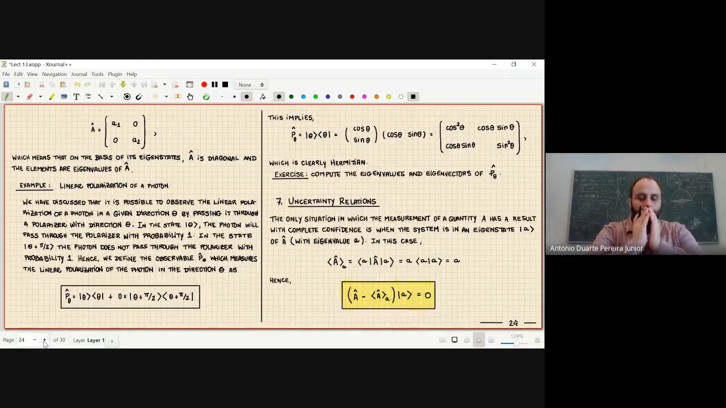Okay, so I think I'll stop now for the break. After the break, I'll tell you a concrete example of an observable, and then we are going to move to the uncertainty relations.